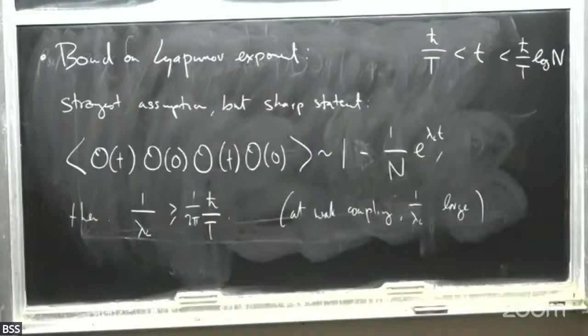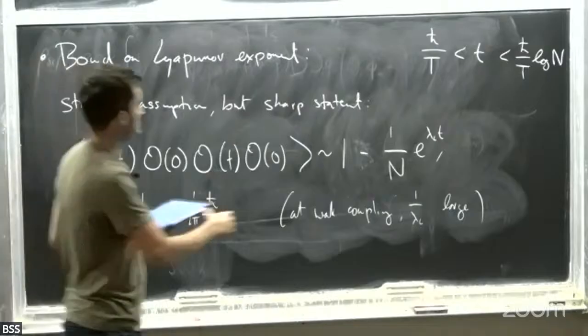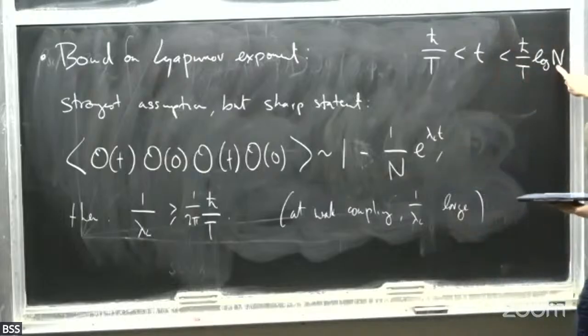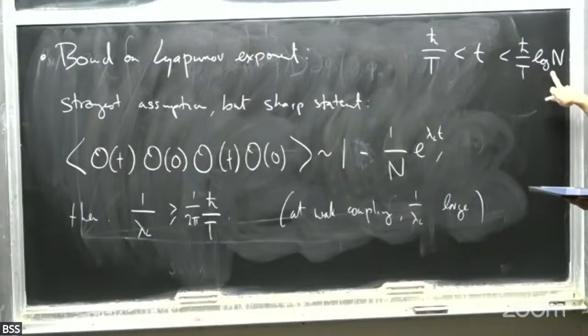In what sense does that window not exist? Well, N is the number of degrees of freedom per site, which might be 1 or 2, in which case there's no window.